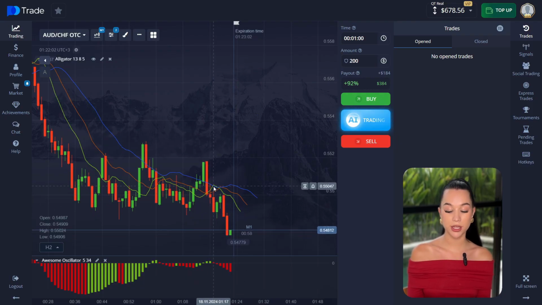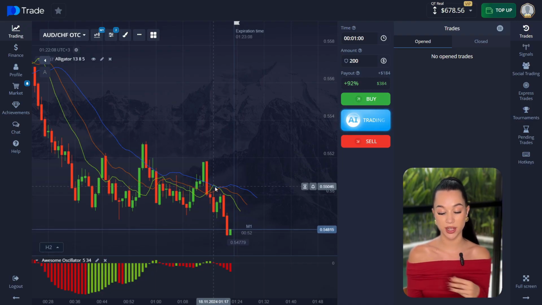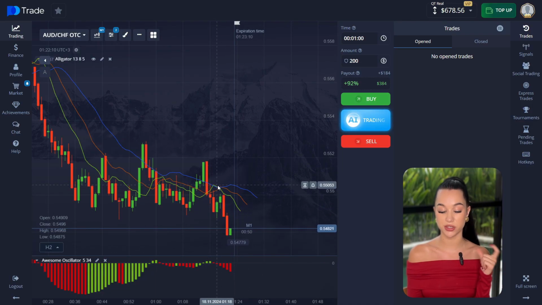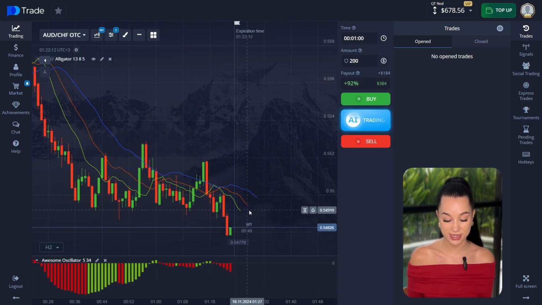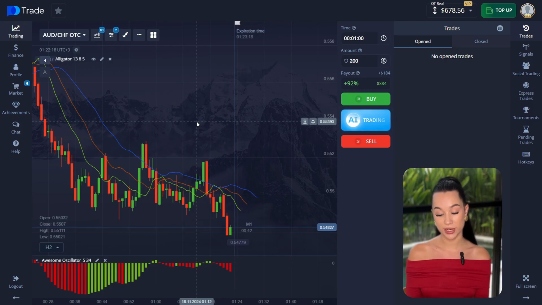Here is a pretty good situation. It fluctuates, we can see some volatility on the chart, but the 3 lines of the Alligator are moving downwards in the same direction. There's distance between them. It's giving us a sell signal. On the Awesome Oscillator, we can see that the last 6 bars are red. So here I would open a sell trade.